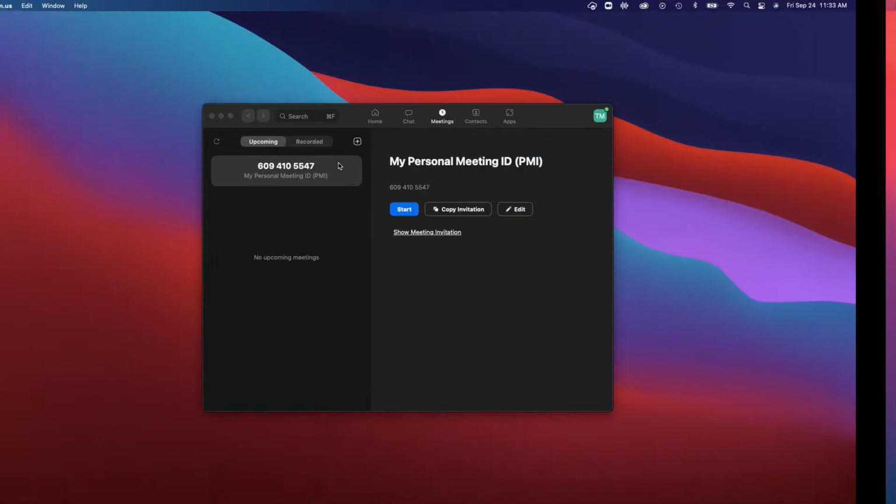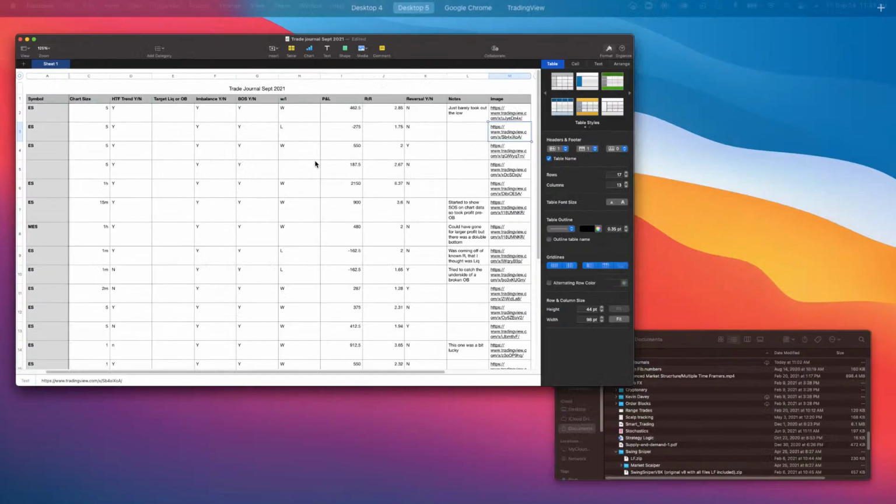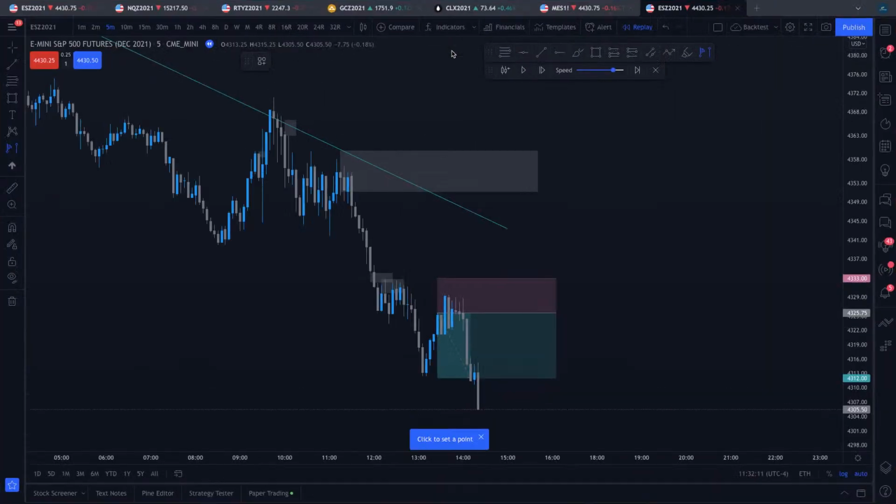Whoops, sorry, let me get back to my TradingView. It always moves things around when I do that.